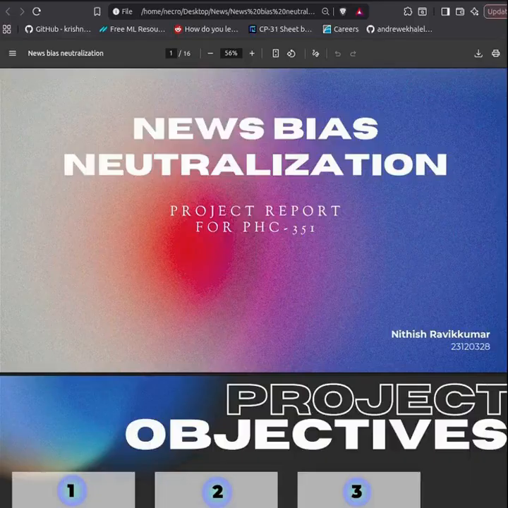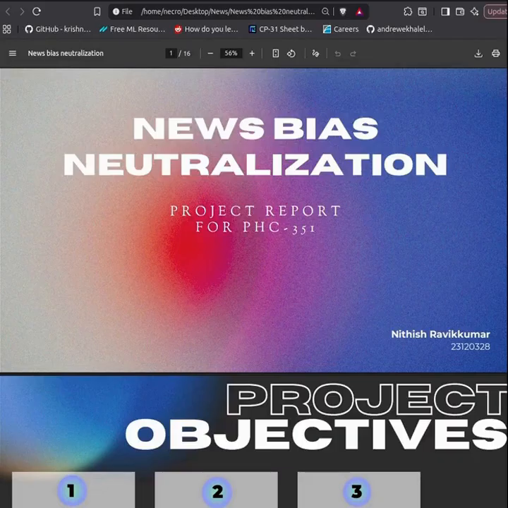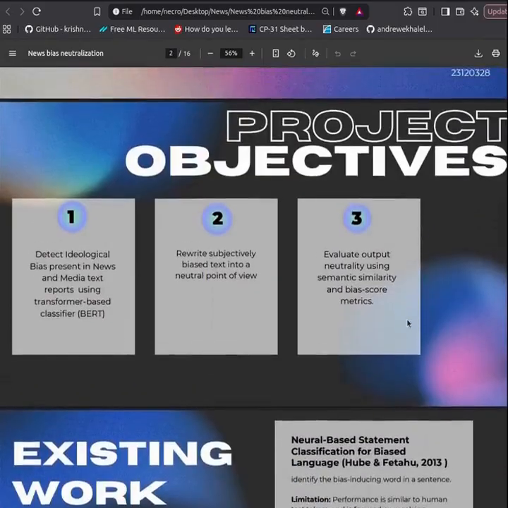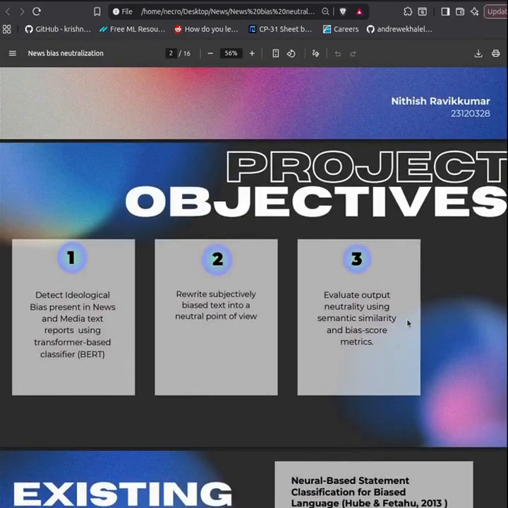Today I am presenting my project on news bias neutralization. We are all aware that bias in news media is a significant problem. So my project explores how we can use AI to detect that bias and rewrite text from a neutral point of view. So my project has three main objectives.